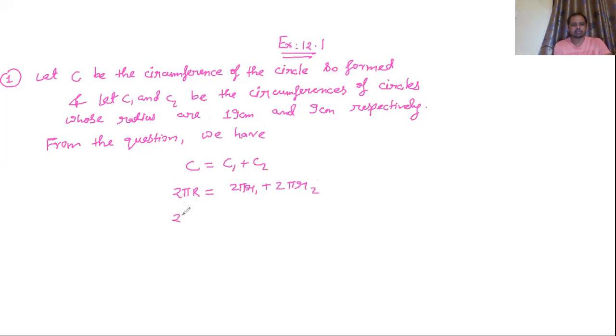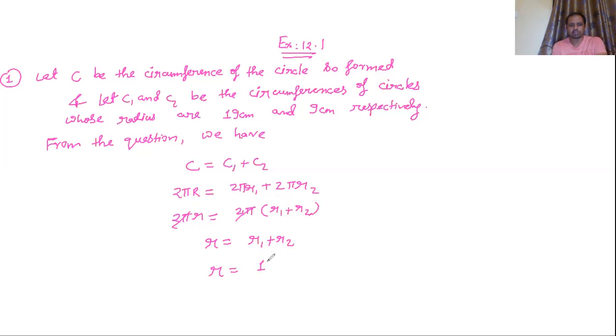It is very clear. On the right hand side, this 2 pi is common. If we take this 2 pi outside, inside there will be R1 plus R2. This 2 pi is cancelled by this 2 pi. Therefore, the radius is nothing but R1 plus R2. Therefore, the radius of the circle so formed will be the sum of the radii of the previous two circles.